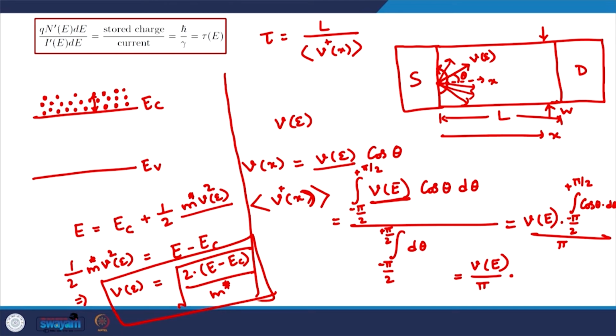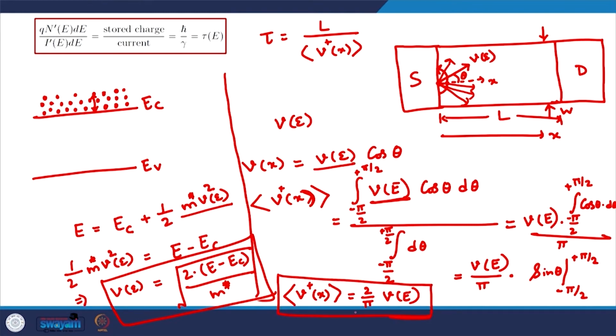if we integrate cos theta with theta, it will be sin theta, and the limits of the integration are from minus pi by 2 to plus pi by 2. So, sin pi by 2 is 1 and sin minus pi by 2 is minus 1. So, that will be essentially 2. So, the average velocity will finally be 2 by pi Ve. This will be the average velocity of electrons in the x direction.